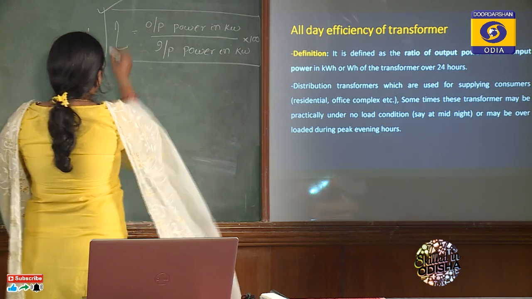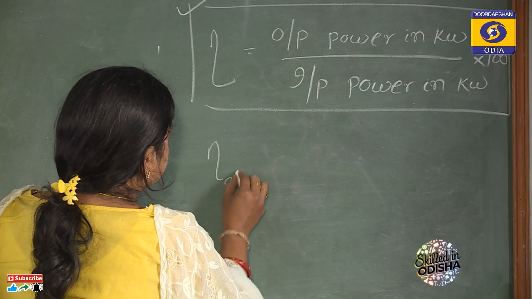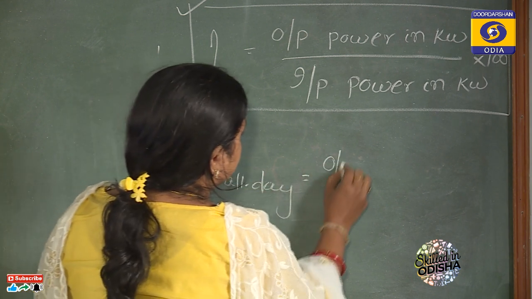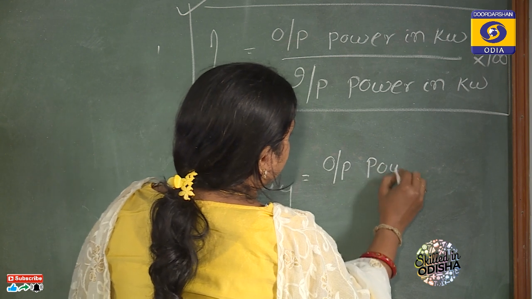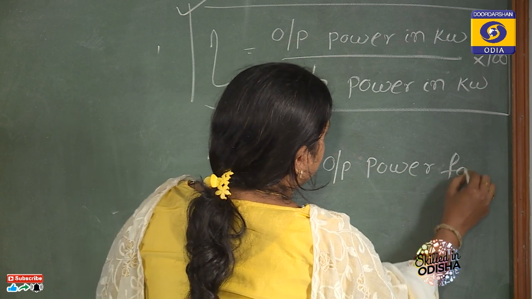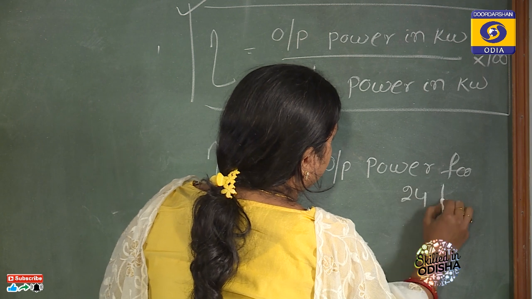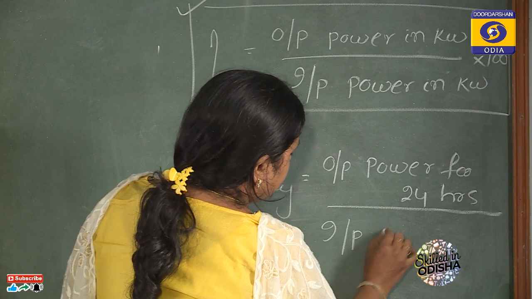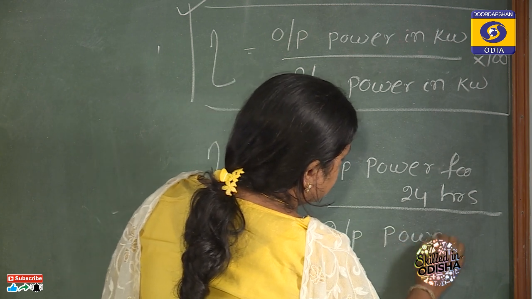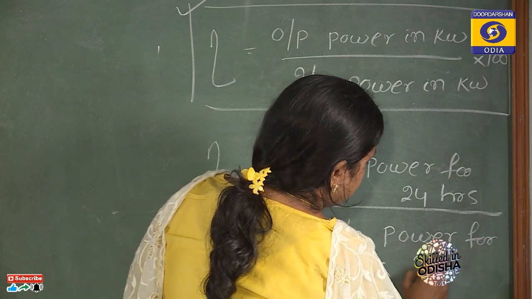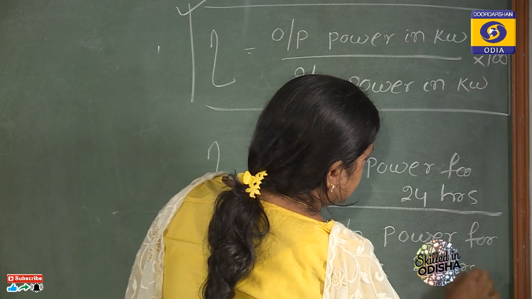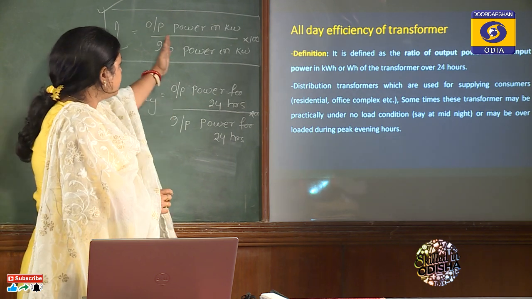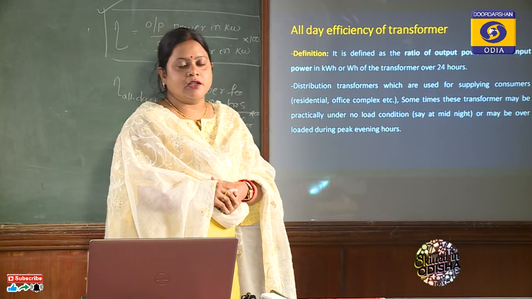So by comparing this, we can write efficiency all day is equal to output power for 24 hours and input power for 24 hours into 100. So this is the difference between efficiency and all-day efficiency.